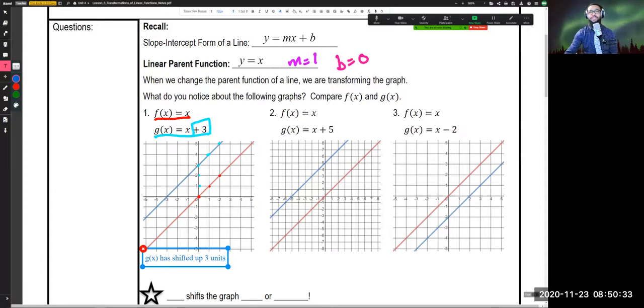If you notice something else about this graph besides what I've just told you, by all means, let me know. Come back to the Zoom chat and say, hey, Mr. Williams, I see this and this happening.